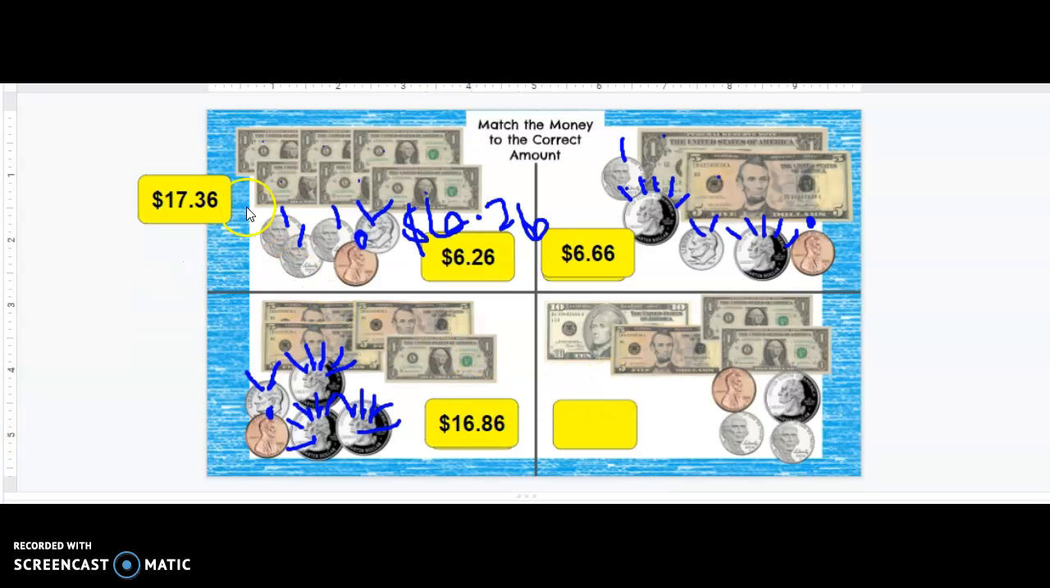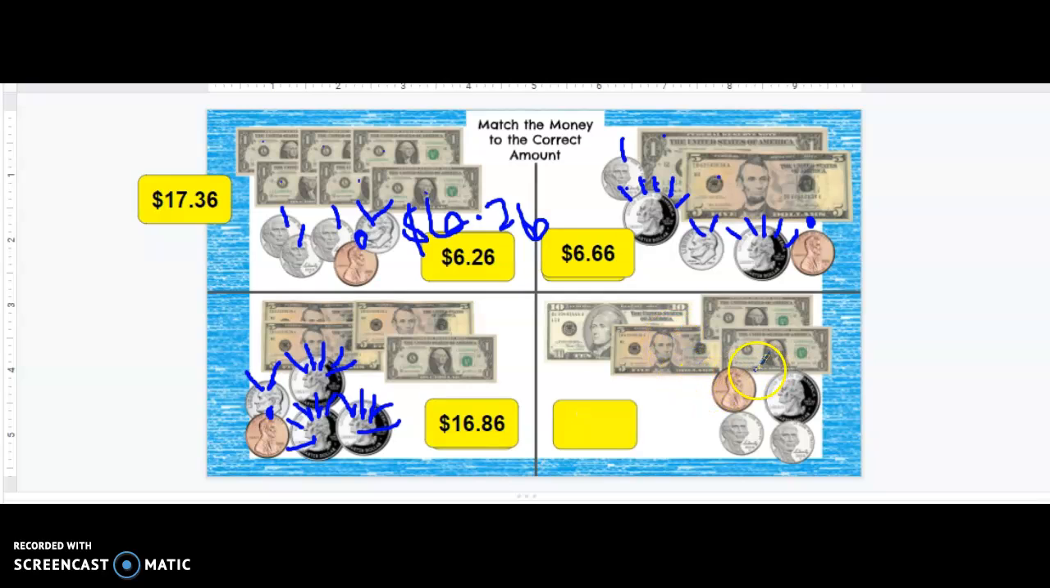$16.86. And I know I could just drag this over because it's my last one, but I'm going to double check and make sure that I am correct. $10, $15, $16, $17. 25 cents. This is only a nickel, so that's 25, 30, 35, 36.